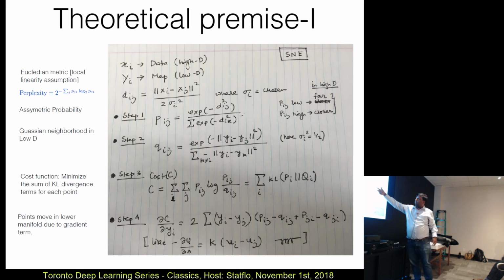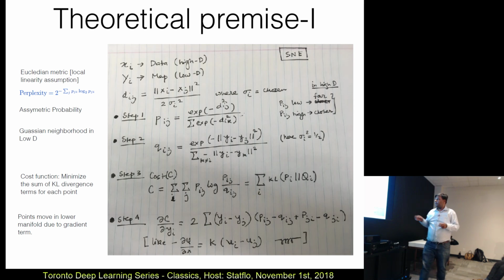Now once you have Pij and Qij, you are comparing Pij and Qij using the Kullback-Leibler divergence technique. Just to understand it, for every point there is a KL term. A KL term, KL Pi Qi, means the comparison of the P and Q distributions for just the ith point. Now you have a summation of all these over all the points. That's the total cost function. And step 4 is you want to minimize this cost function.